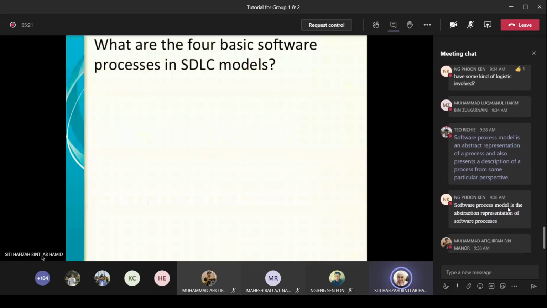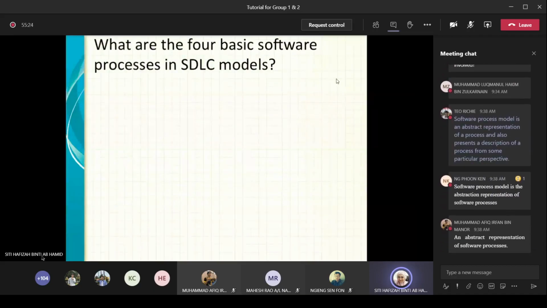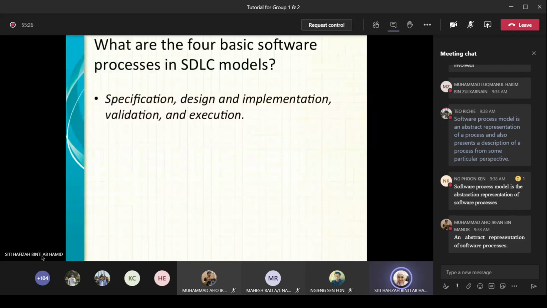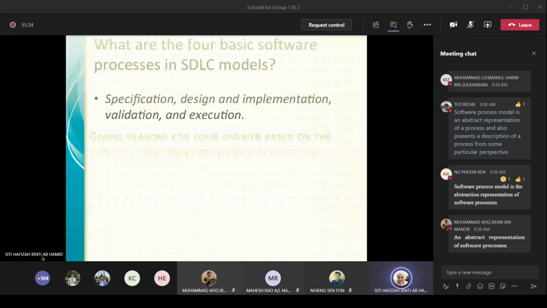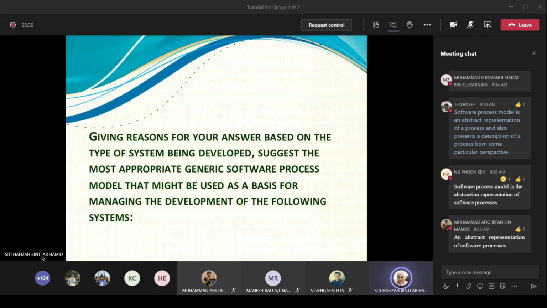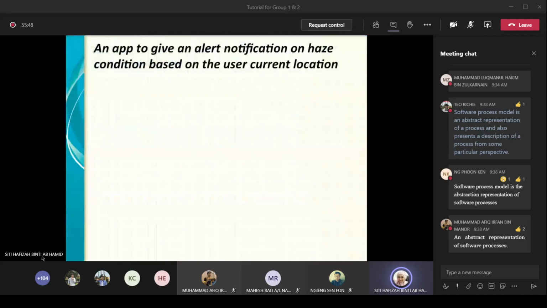Okay. What are the four basic software processes in SDLC models? Specification, design, implementation, validation, and execution. So straightforward from the PowerPoint, right? Okay, now you have to give reasons for your answer. Based on the type of system being developed, suggest the most appropriate generic software process model that might be used as a basis. First, an app to give an alert notification on haze condition based on the user's current location.